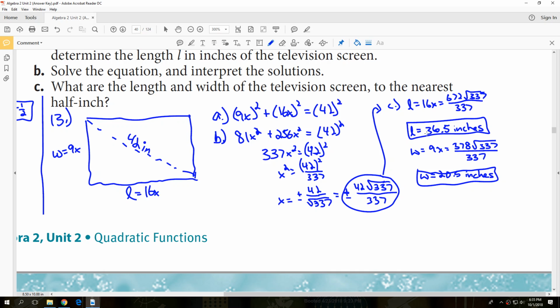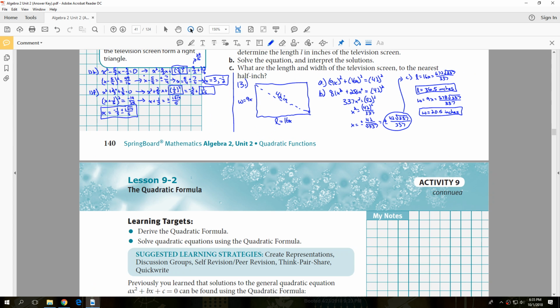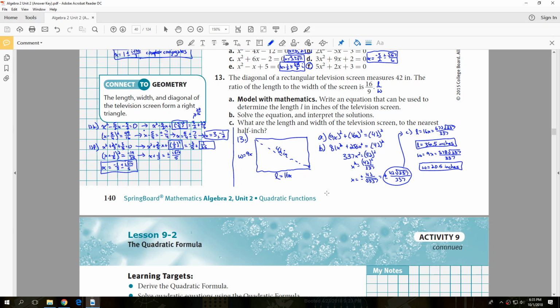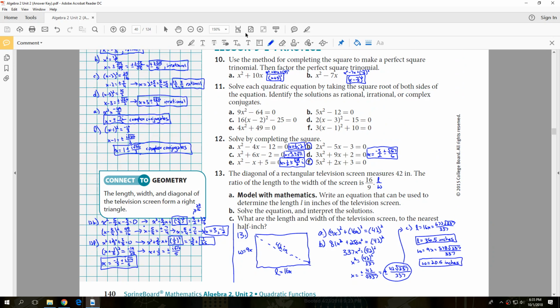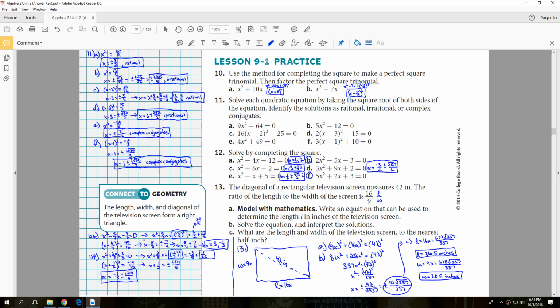Oops, hang on one second. Okay, so let me scroll out here. That's the last problem there. And save it so I can post it on our website. And let me zoom out one more. Actually, we don't have to zoom out. That looks like that is all the work right there for lesson 9-1 practice.